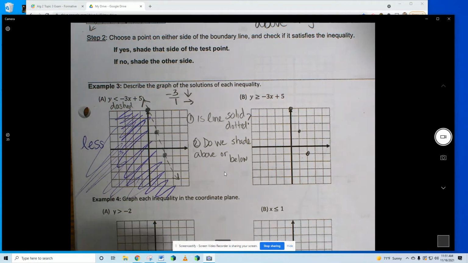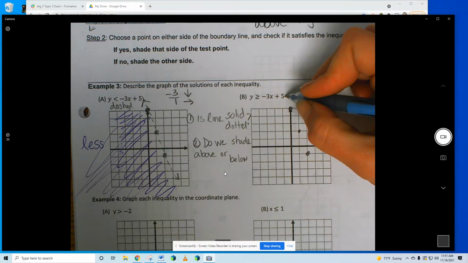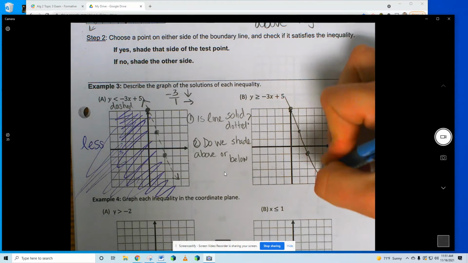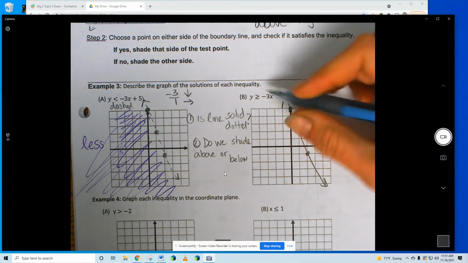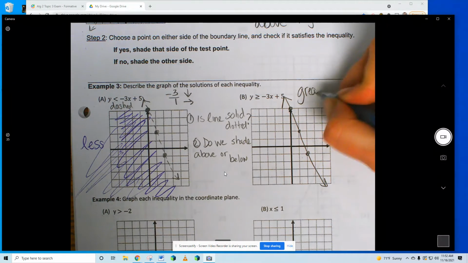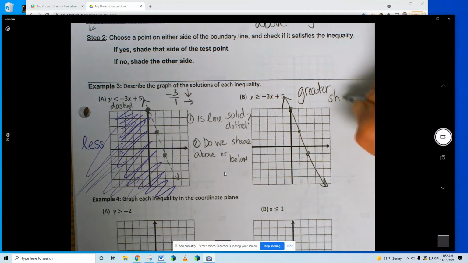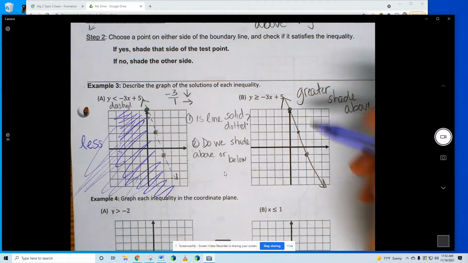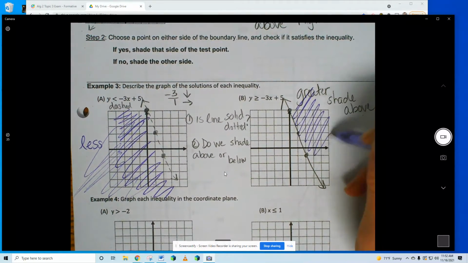Okay, part B, same line, guys. But it's solid. And the shading is greater than. So shade above, because it's more than, greater than. Above the line, higher than the line.